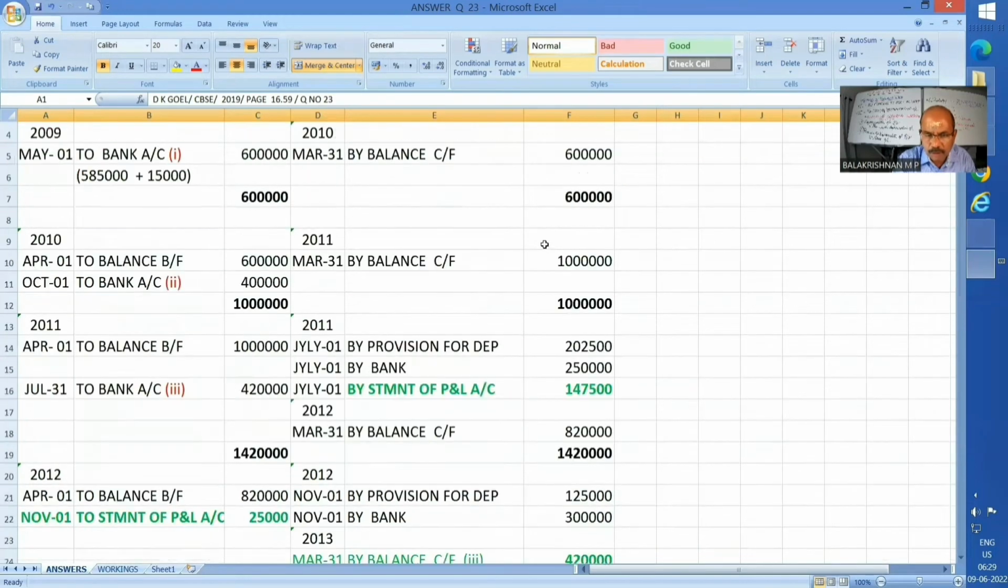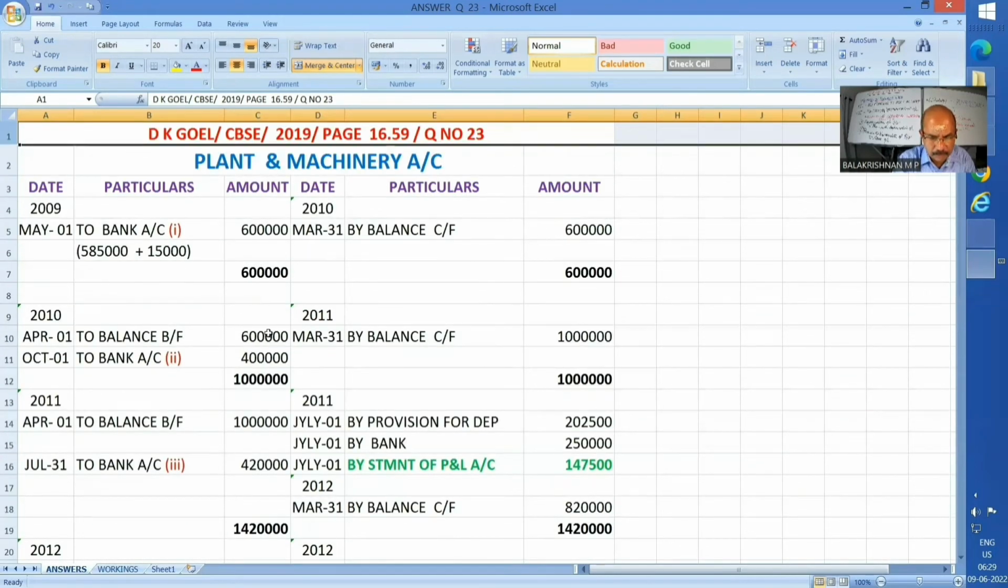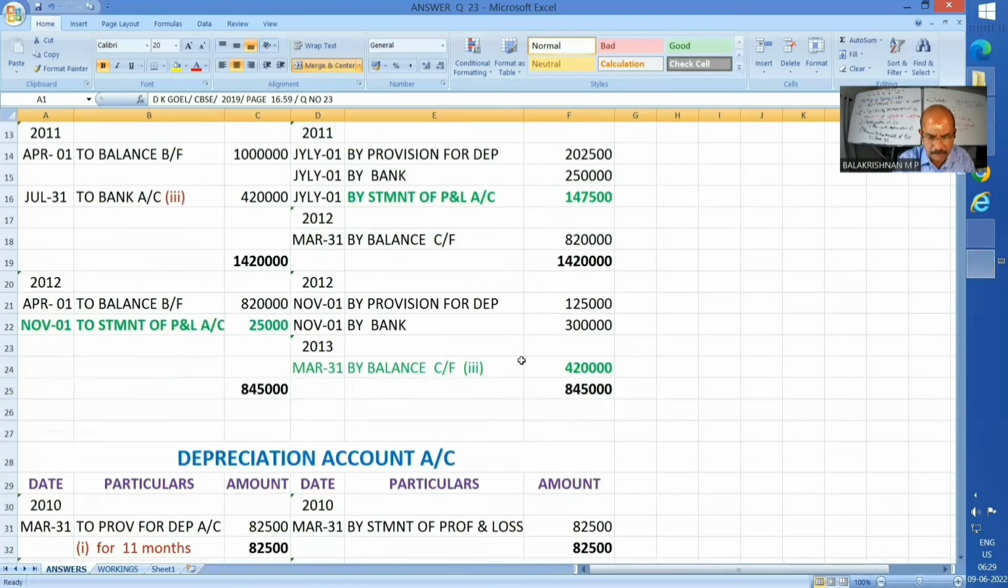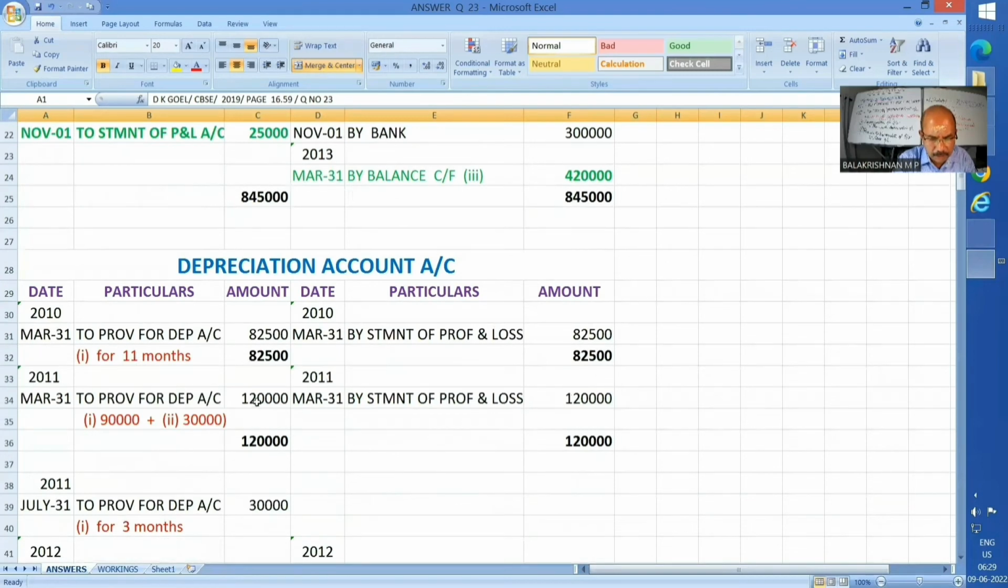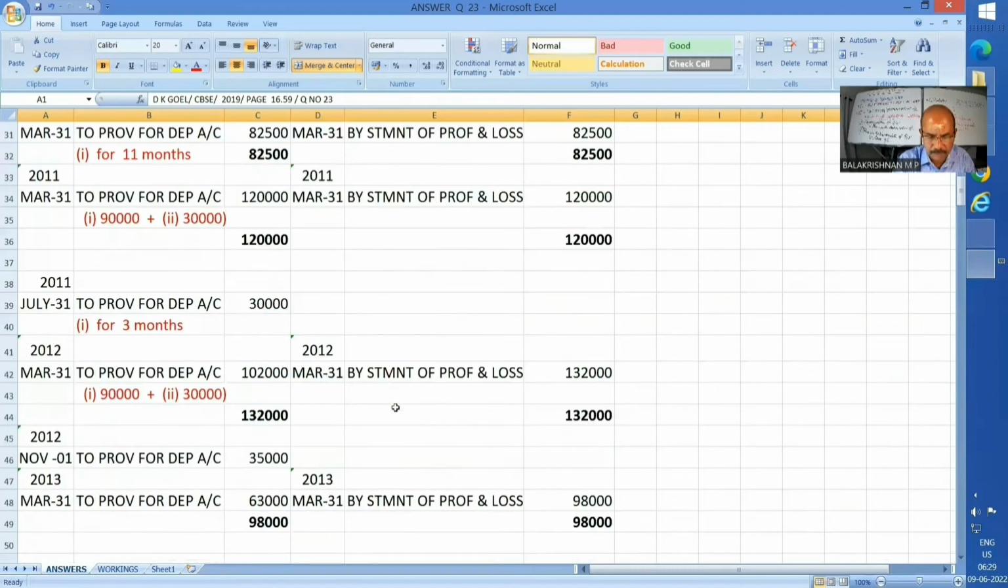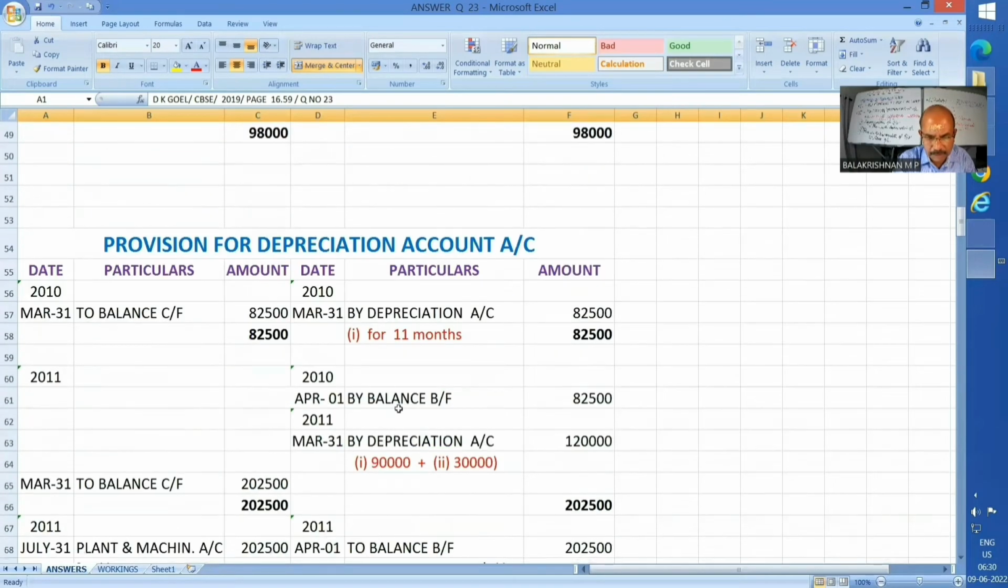Now let us close all the 3 books. Total the heavier side, put the same total, asset account, balance carry forward. Depreciation account, total depreciation for the year is 1,20,000, transferred to by statement of profit and loss. And provision for depreciation, what's the total provision? There was an 82,500 brought forward, supplemented this year with 1,20,000, and the total comes 2,02,500. Or in other words, total ledger. Total the heavier side, put the same total across and find the balance, carry forward overall. So here also we have dealt with it.